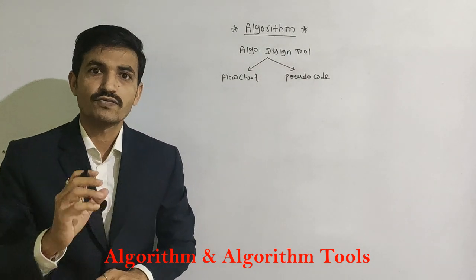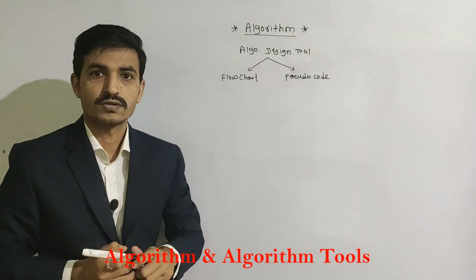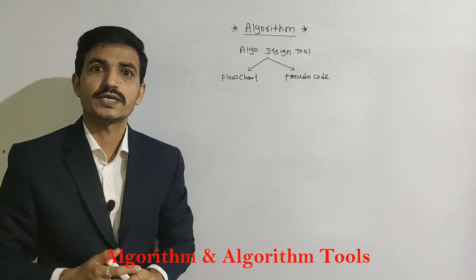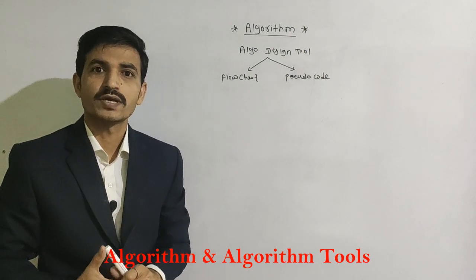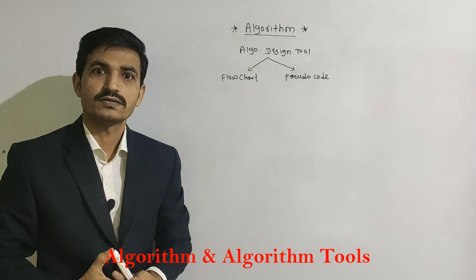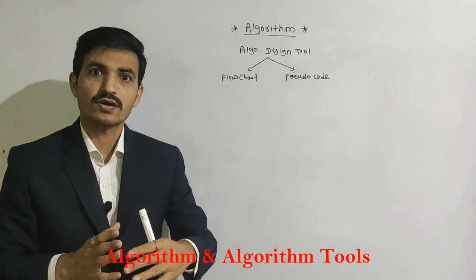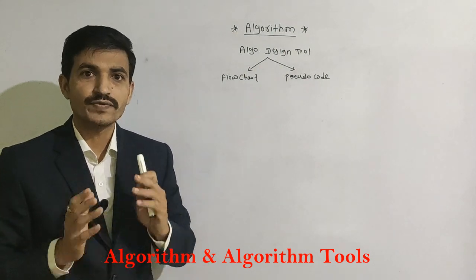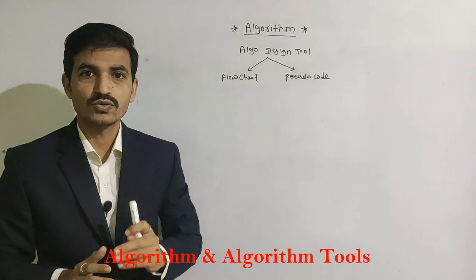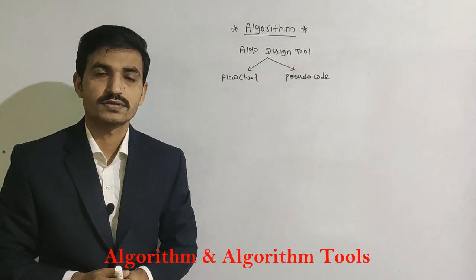Algorithm design tools are flowchart and pseudocode. When you write the algorithm, that is a set of instructions for a given problem, then we'll write the programming statements to convert the algorithm into a program. So we will use flowchart and pseudocode, two techniques in the algorithm design process.